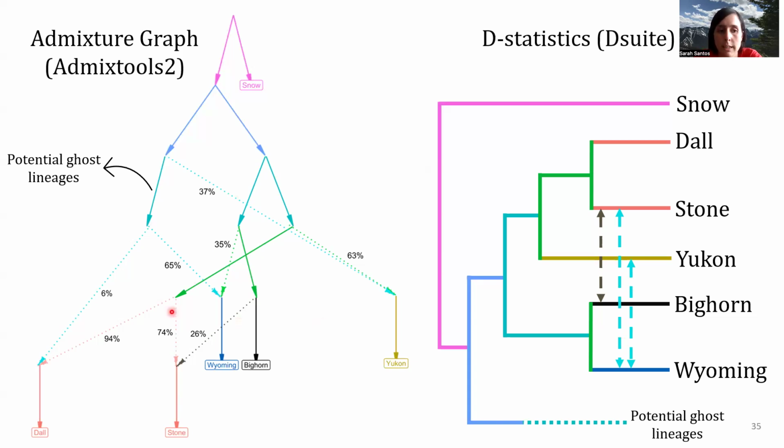And then we also see 6% coming from the ghost lineage into the Dall clade. And of course, Dall is a true representative of Thinhorn sheep. So 94% of its genome is Thinhorn, but then it has this 6% coming from the ghost lineage. And when we look at the D statistics, we observed that Dall and Yukon, or Stone and Yukon, had hybridization signals. So again, that missing piece could explain some of those signals in the D statistics, since they can't estimate those results.